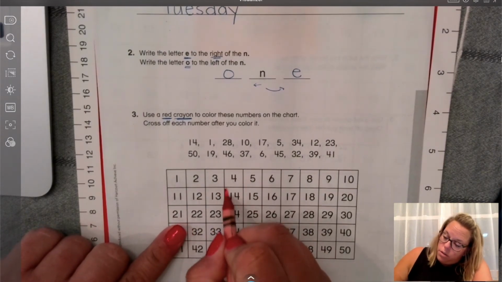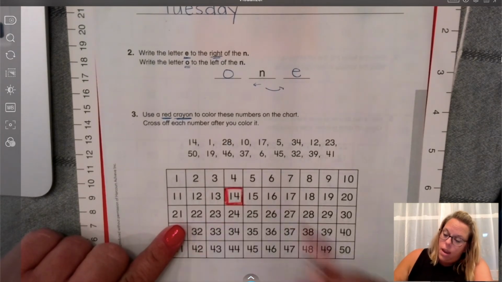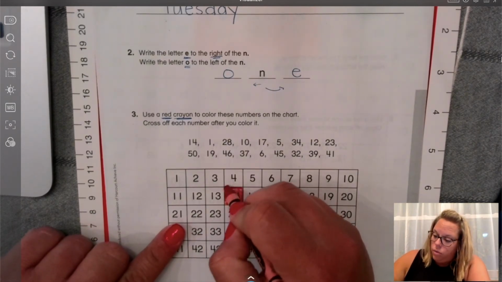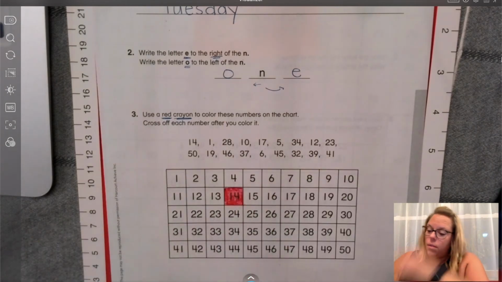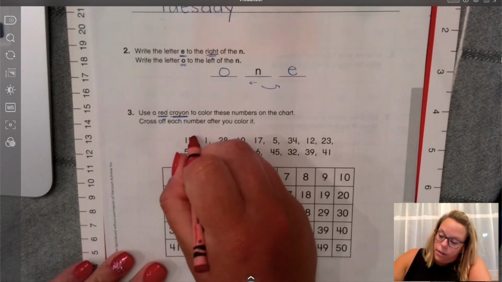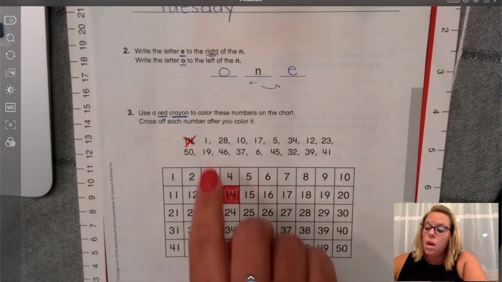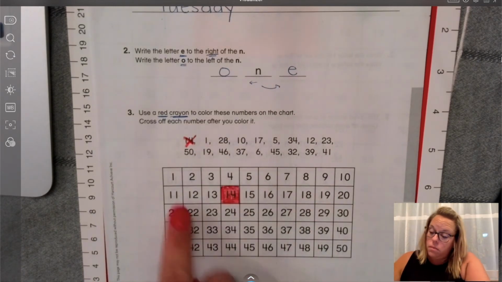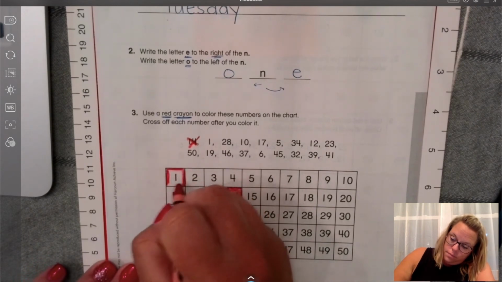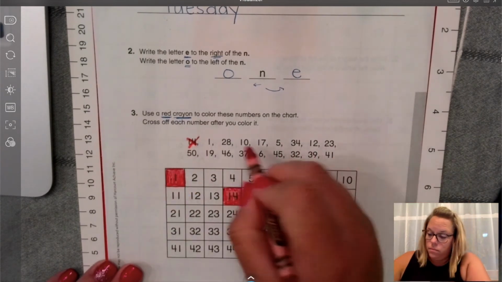And then first grade, what I'm going to do, I will go ahead and outline it so that I know exactly where I'm coloring. And then I'll go ahead and color in 14. And then what did it say to do when we're done? Cross off each number after you color it. Okay, follow the directions. The next one is number 1. Oh, there's 1. Go ahead, outline it. And then color it in. Cross it off.